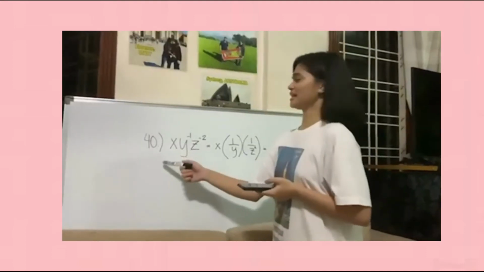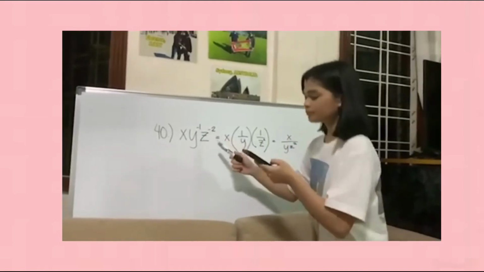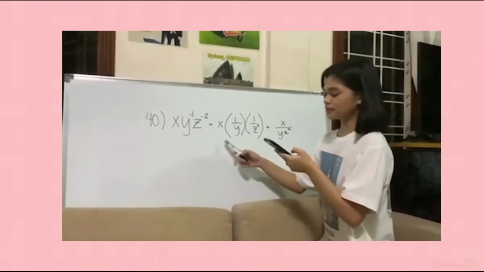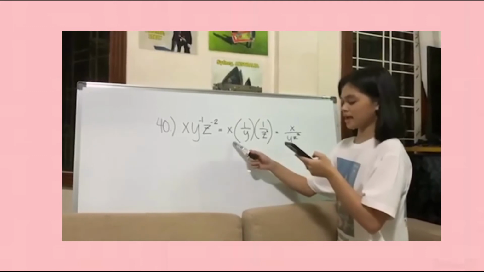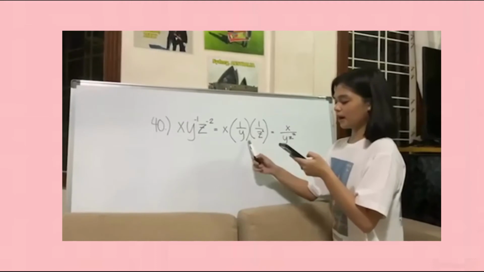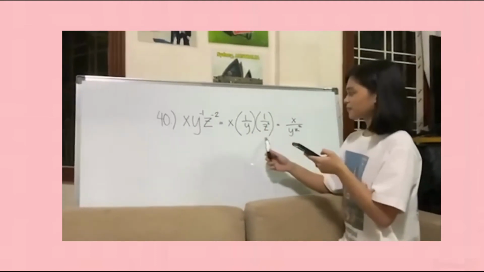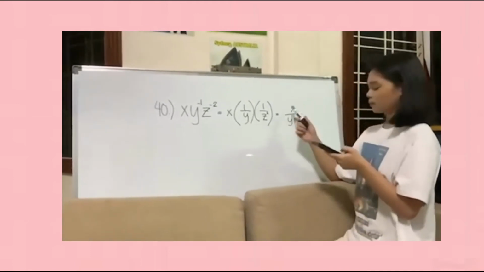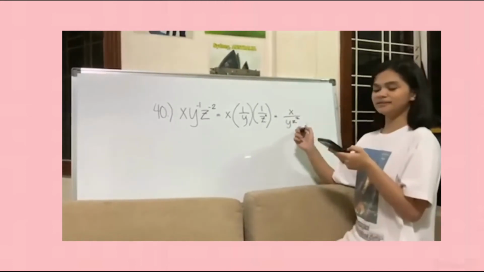So number 40 is xy to the power of negative 1, z to the power of negative 2. So we must apply the negative integer law to the variables that have a negative exponent. So x will remain as x, y will become 1 over y, and z will become 1 over z squared. So multiply them all together. The final answer would be x over y z squared.